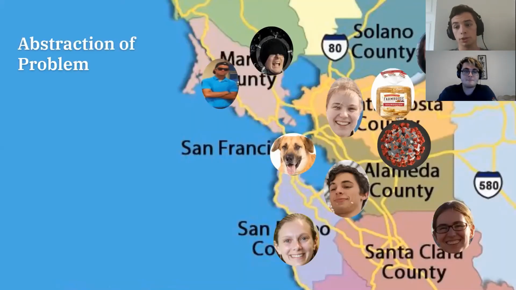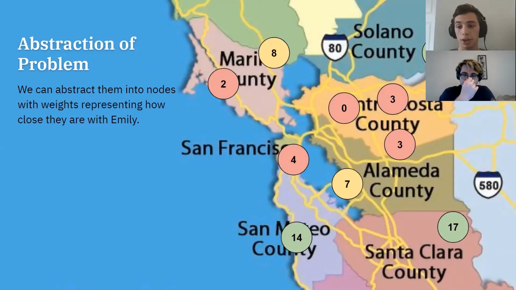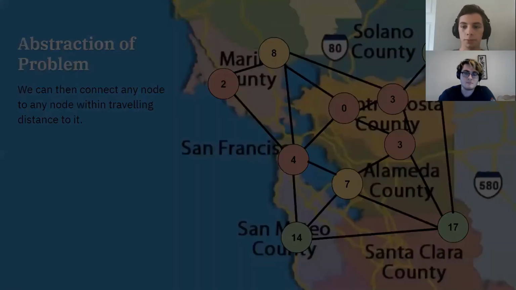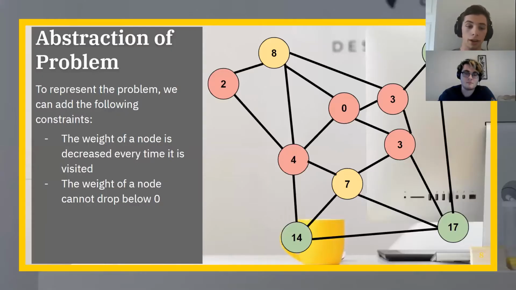In order to approach this problem, a key first step is to abstract it. We've taken this array of friends and converted them into nodes, where the weight of each node represents how good a friend that person is to Emily. Next, we connect these nodes based on their physical distance to each other. Any node will be connected to other nodes that are within a day's walking distance. With these two things, we now have an undirected and node-weighted graph that accurately represents this problem.